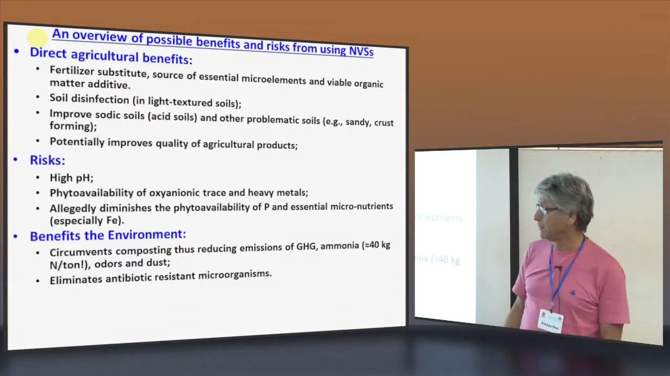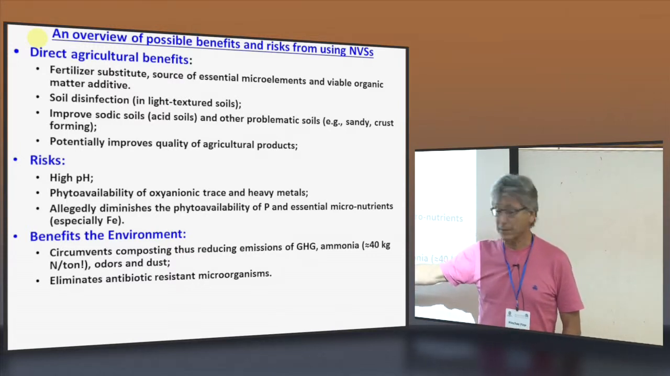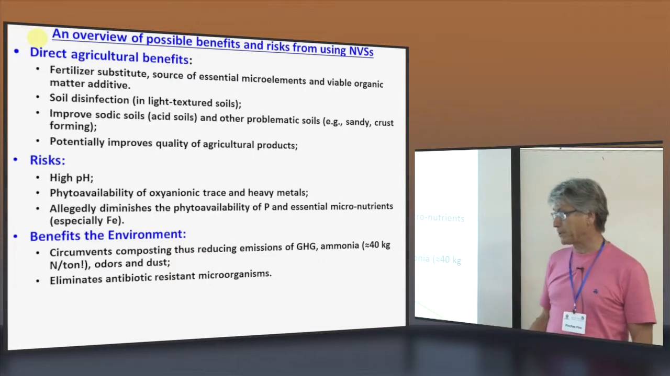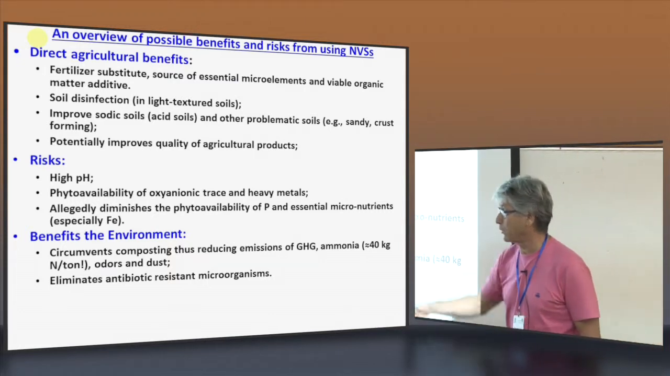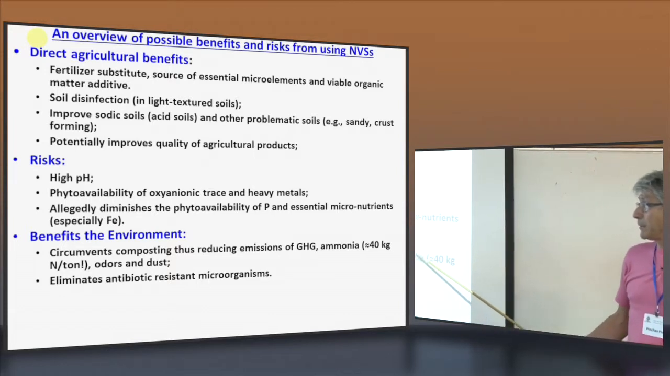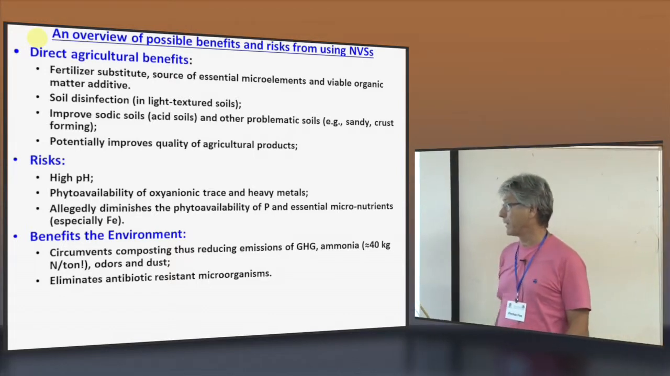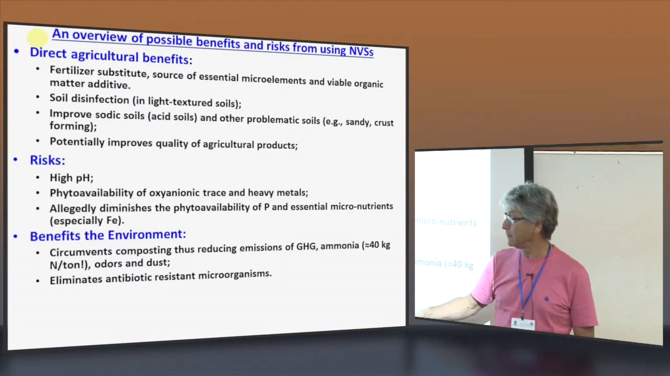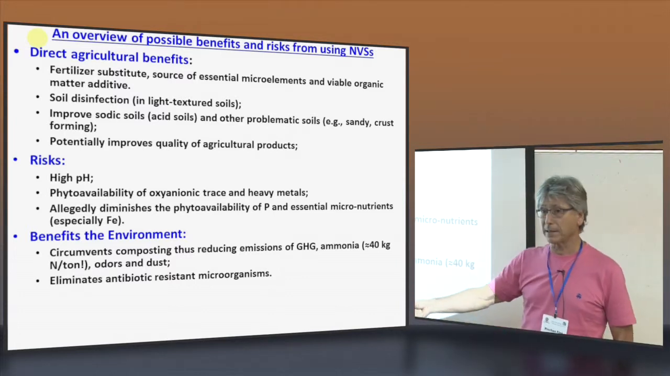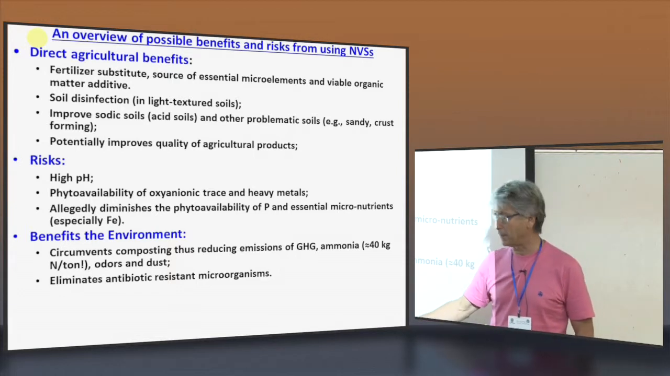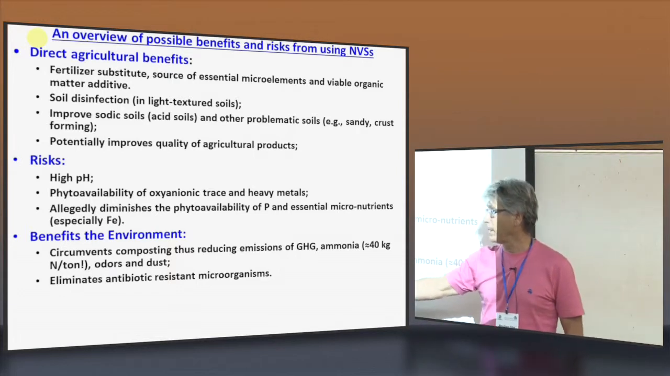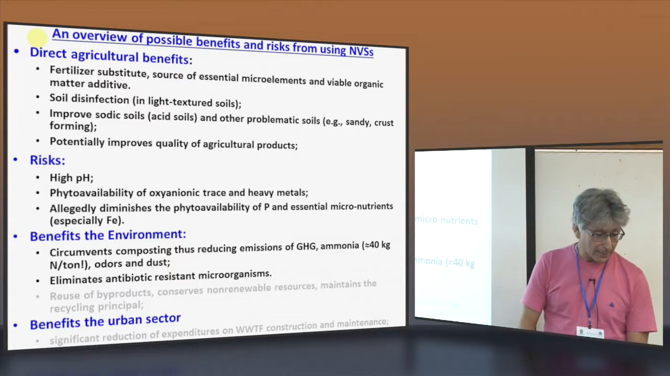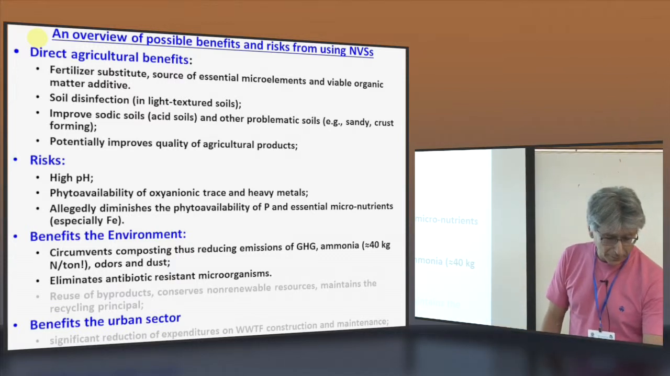There are benefits to the environment, which I'm not going to talk about, but just mention now. It circumvents composting, reducing emissions of greenhouse gases associated with composting, and emissions of ammonia, approximately 40 kilograms per dry ton, and odors and dust. And this is something new that people here are working on, Elia Kaplan and Eddie Citrin: it completely eliminates antibiotic-resistant microorganisms within the sludge itself. There are benefits to the urban sector, but I'm not going to talk about that.